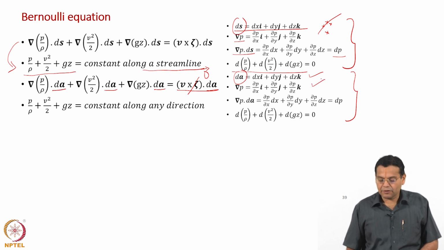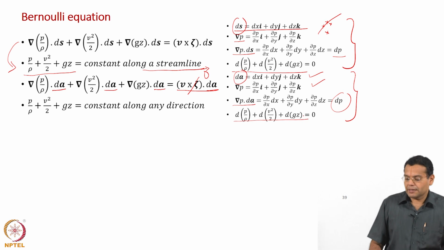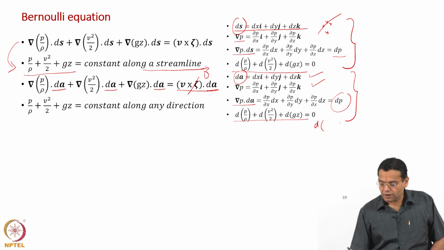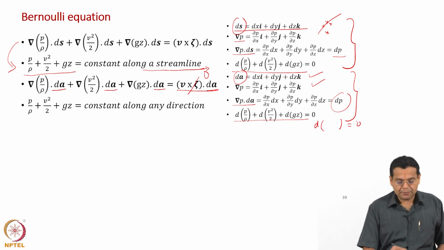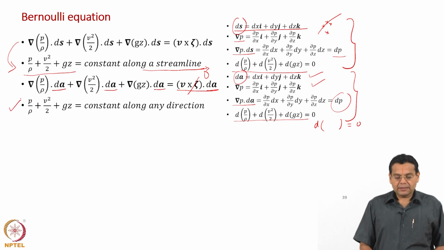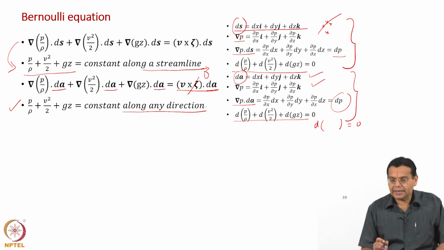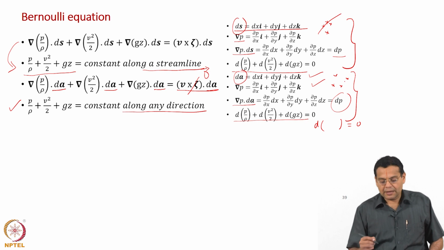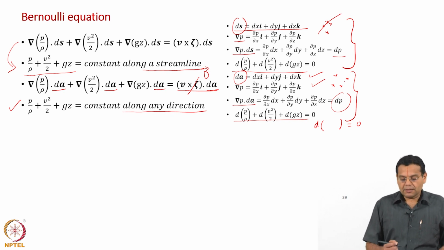For example, if you take gradient of p, if you take a dot product between gradient of p and dA vector, you once again get dp. So, once again you can express in terms of differentials of all the 3 energies, and the differential of the sum of the energies is equal to 0, which means that the sum of the 3 energies, pressure, kinetic and potential energy per unit mass is constant, but now along any direction, the A vector can be along any direction, and this sum is a constant along any direction.